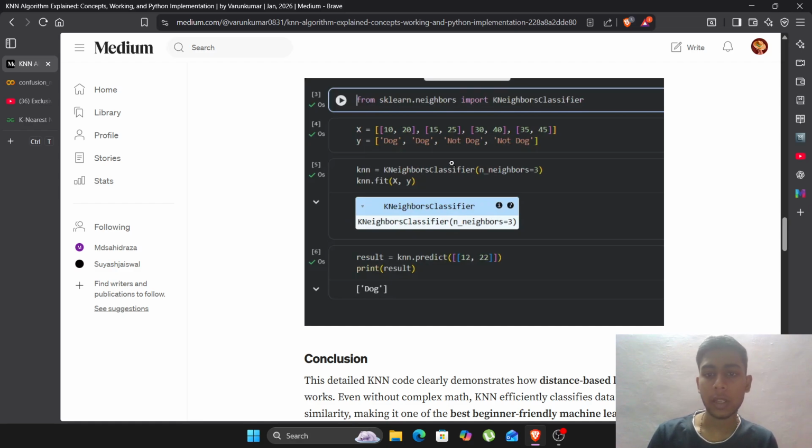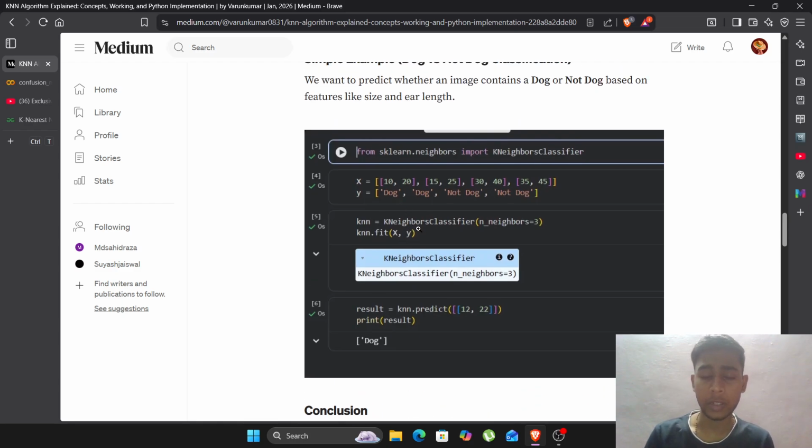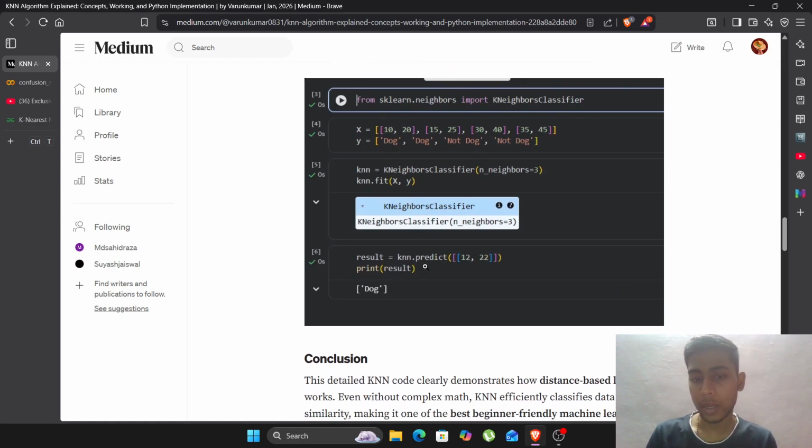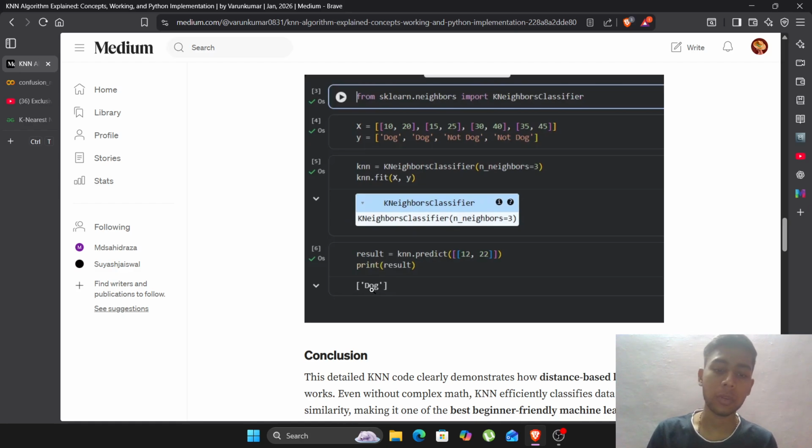And knn equal to KNeighborsClassifier with n_neighbors equal to 3 means the model is created with k equal to 3. And knn.fit(X, y) means the model is trained, storing the data in memory, and here is the output. And result equal to knn.predict, it has predicted the values, and we are printing the result, and here is the output.